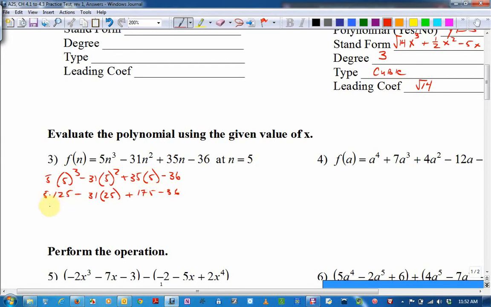125 times 5 is 625. Minus 31 times 25 is 775. Plus 175 minus 36. So putting those into a calculator, I have a -11.